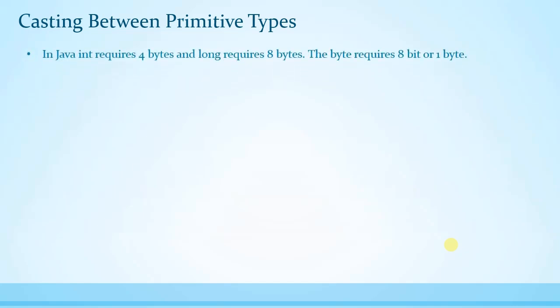So in this example we are going to do some type casting between primitive types. First we will know about the basics of the space required for byte, integer and long, because that's what we are going to use in the sample. In Java, int requires 4 bytes, long requires 8 bytes, and there is a data type called byte. It requires 8 bit, or we can also say it occupies 1 byte. 8 bit is 1 byte.